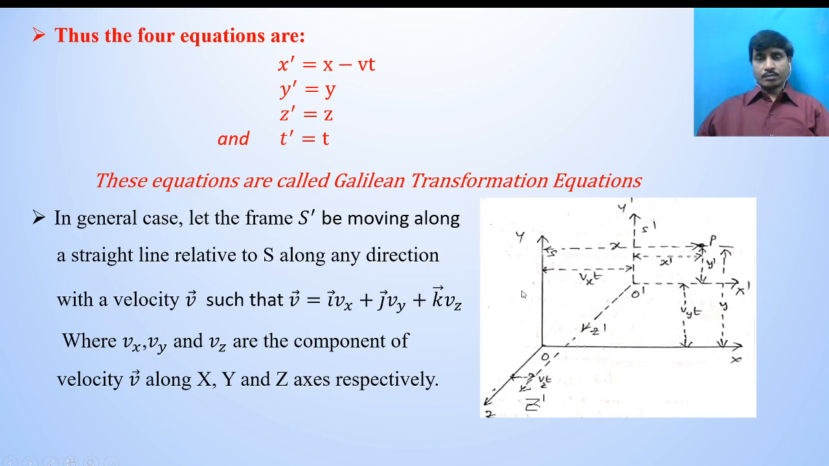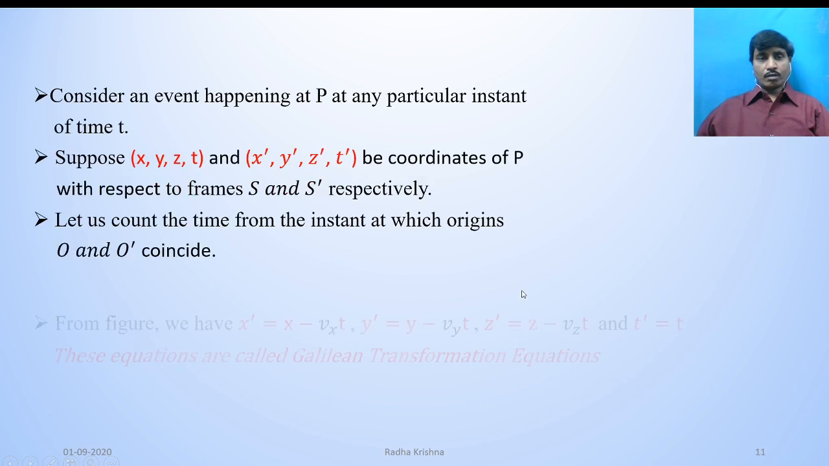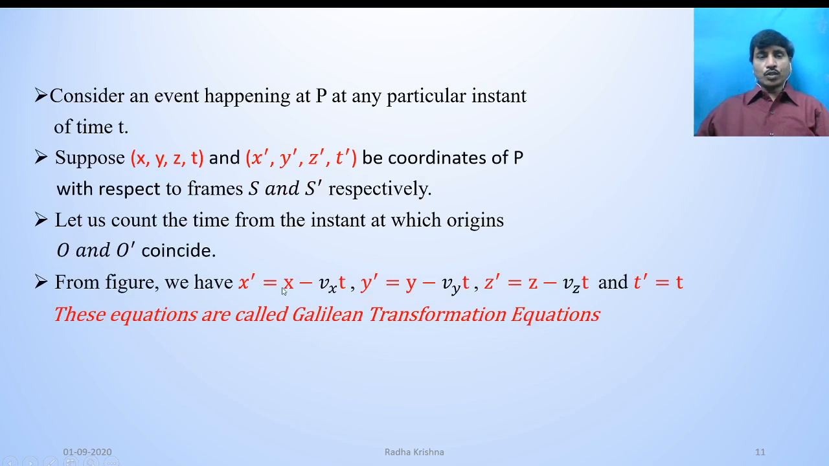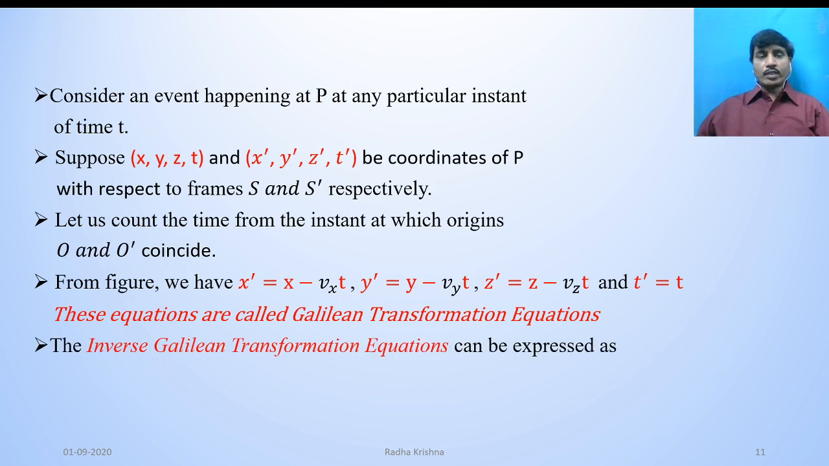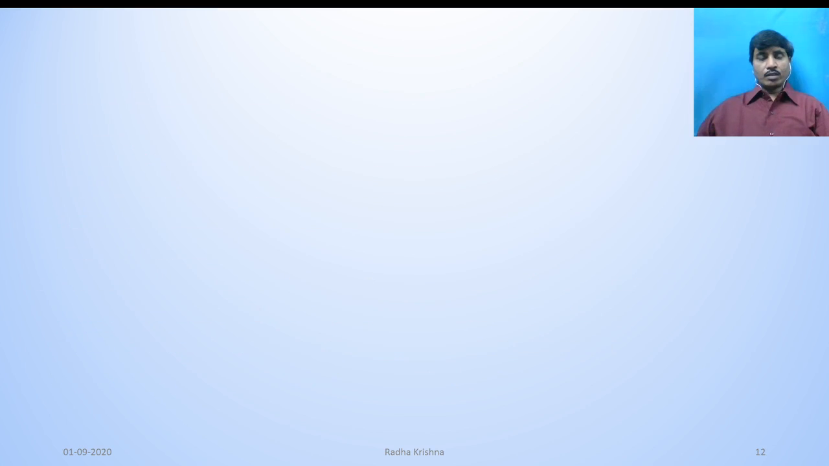From figure we have x dash is equal to x minus vxt, y dash is equal to y minus vyt, z dash is equal to z minus vzt, and t dash is equal to t. These equations are called Galilean transformation equations. The inverse Galilean transformation equations can be expressed as x is equal to x dash plus vxt, y is equal to y dash plus vyt, z is equal to z dash plus vzt, and t is equal to t dash. In this way, we can derive the Galilean transformation equations of space and time.